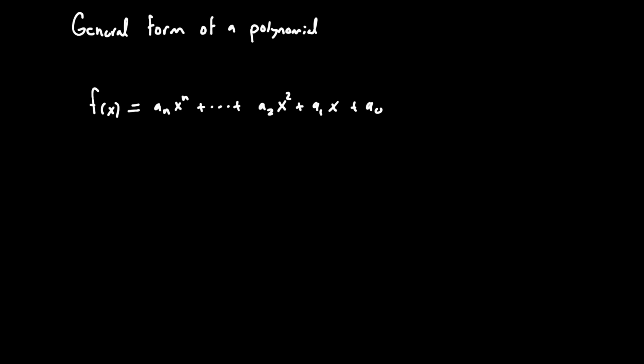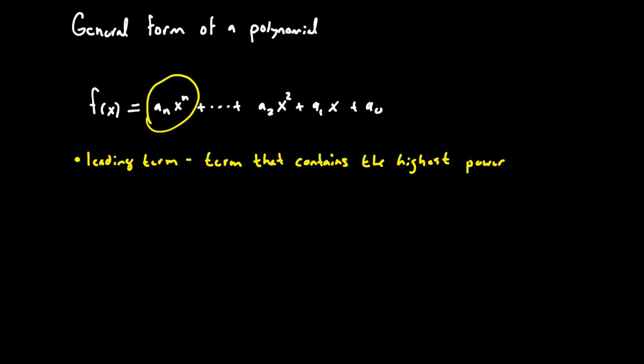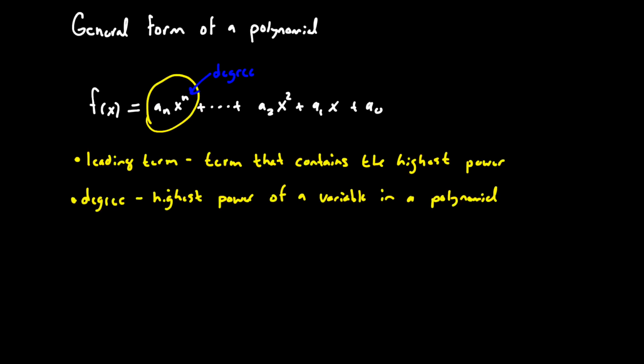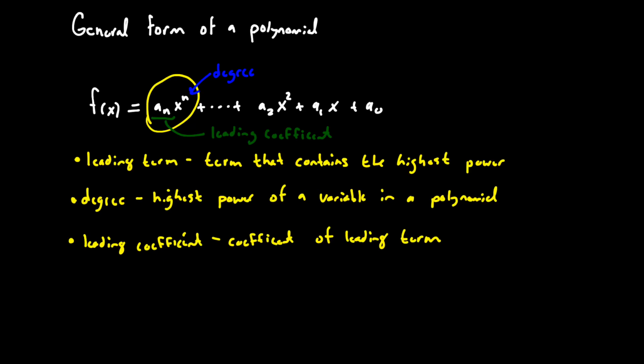The general form of a polynomial comes from the definition and can be seen below. Let's identify more important terms. The leading term of a polynomial is circled in yellow. And by definition, the leading term contains a variable of the highest power. The highest power of a variable of a polynomial is referred to as the degree. And the leading coefficient is the coefficient of the leading term. Notice that the leading term is a power function. This power function inside our polynomial will determine the end behavior of the graph of our polynomial function.